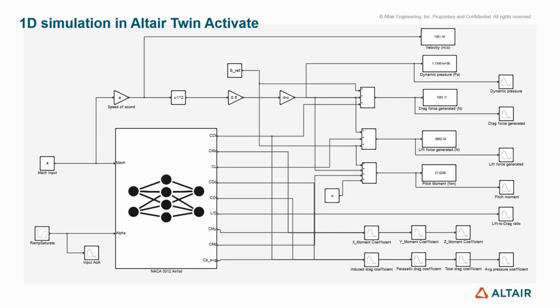And the final 1D simulation in Altair Twin Activate. Putting the same model to work, I took my trained model and dropped it into the 1D system simulation. Here, the AI model acts as the brain, instantly predicting the aerodynamic parameters. The setup is simple, with Mach number and angle of attack as inputs using a saturator ramp.